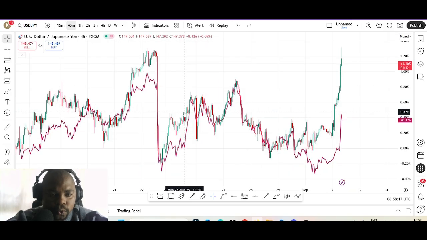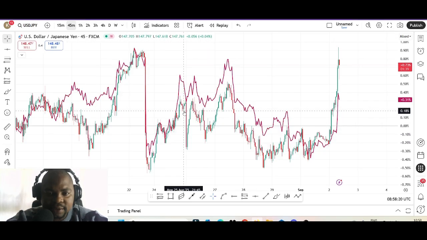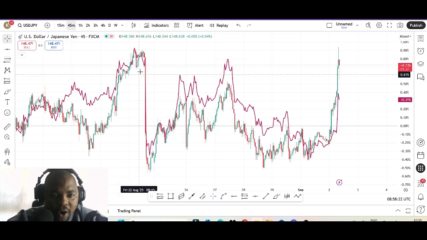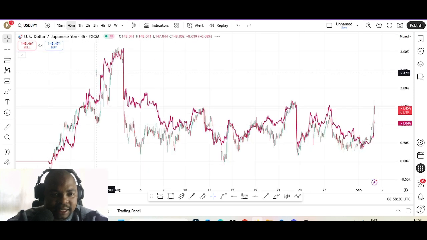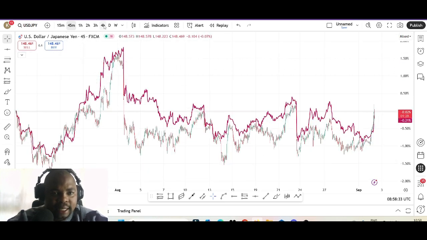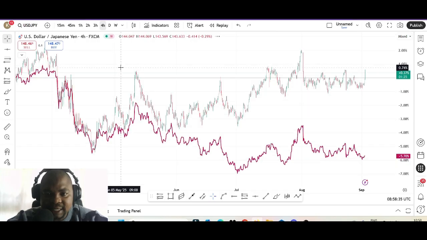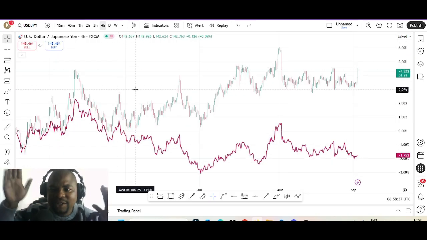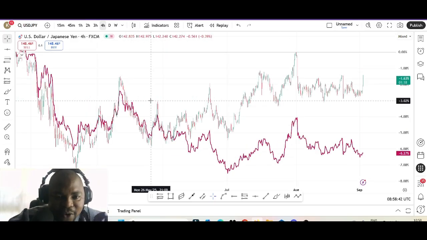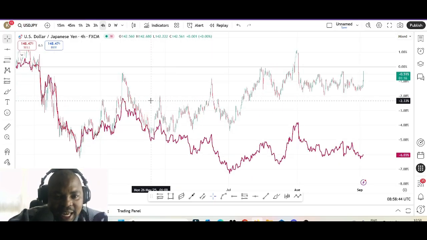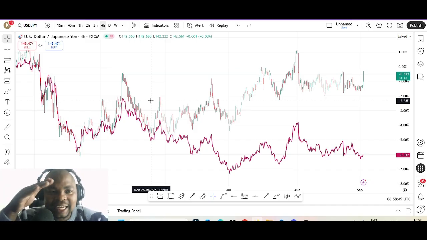Look, there's no difference on this setup. It looks more or less the same. DXY looks exactly like the USDJPY. Look at this, guys. This is amazing. I've never seen this before. I've never even noticed this before. It's my first time seeing this. Guys, the USDJPY setup looks exactly like the DXY setup.